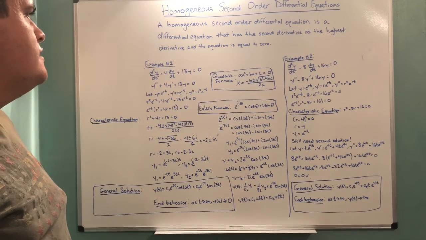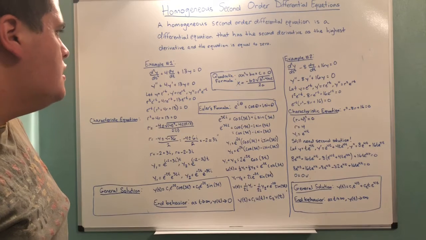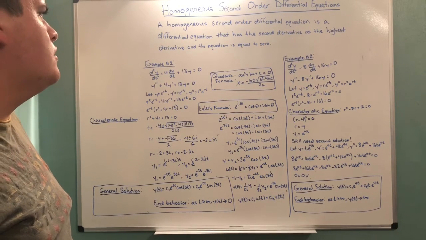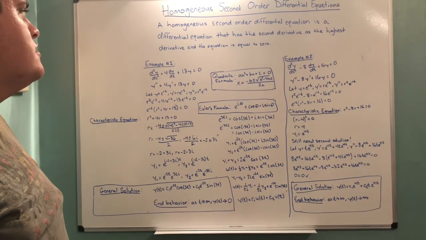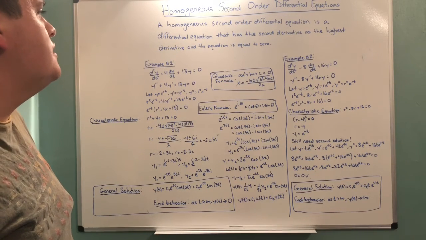Hi, for today's lesson, we'll be learning about homogeneous second-order differential equations. So, a homogeneous second-order differential equation is a differential equation that has the second derivative as the highest derivative, and the equation is equal to 0.